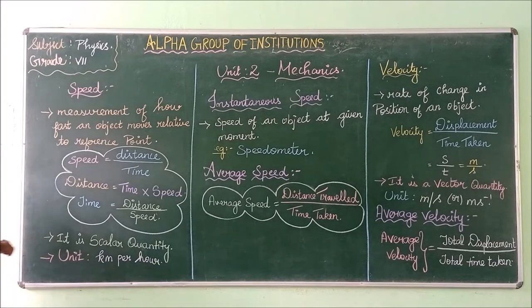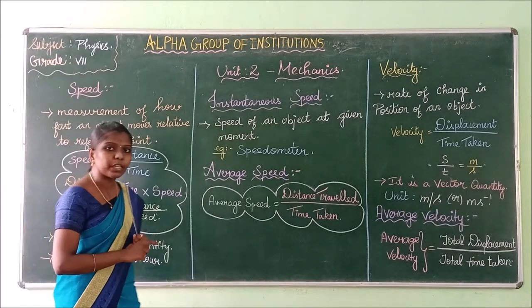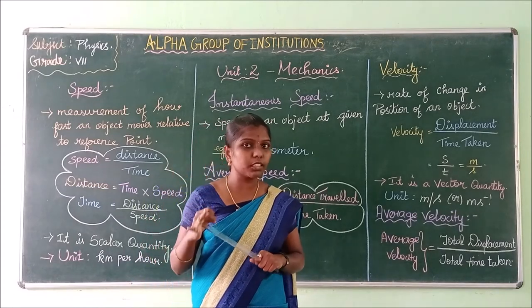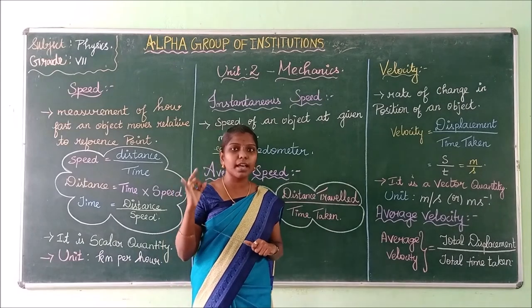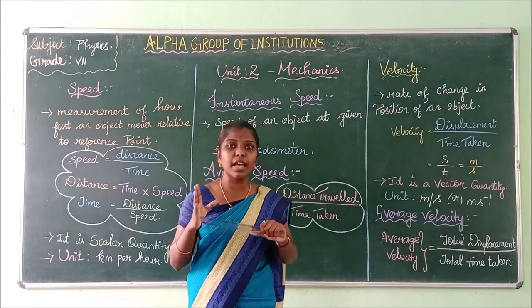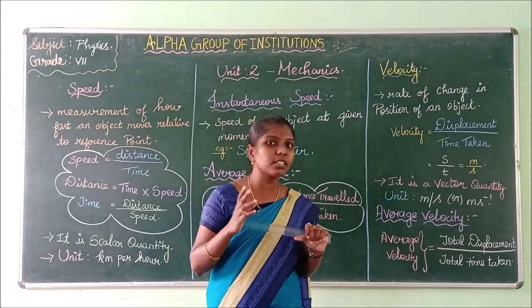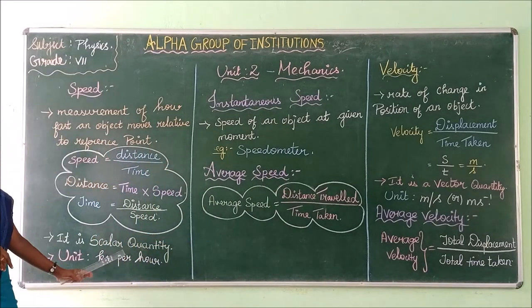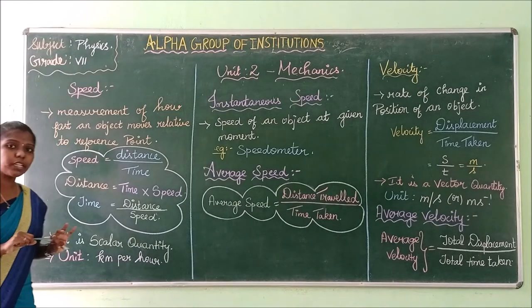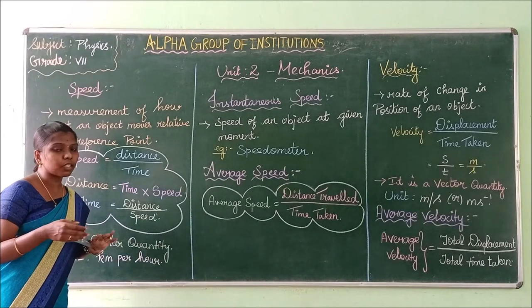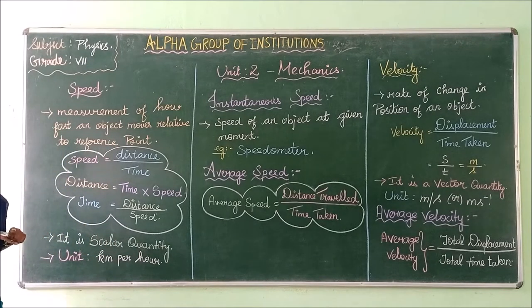Speed is a scalar quantity. What is meant by scalar quantity? Quantities are of two types, namely scalar quantity and vector quantity. Scalar quantities are quantities that have only magnitude. Vector quantities are quantities that have both magnitude and direction.